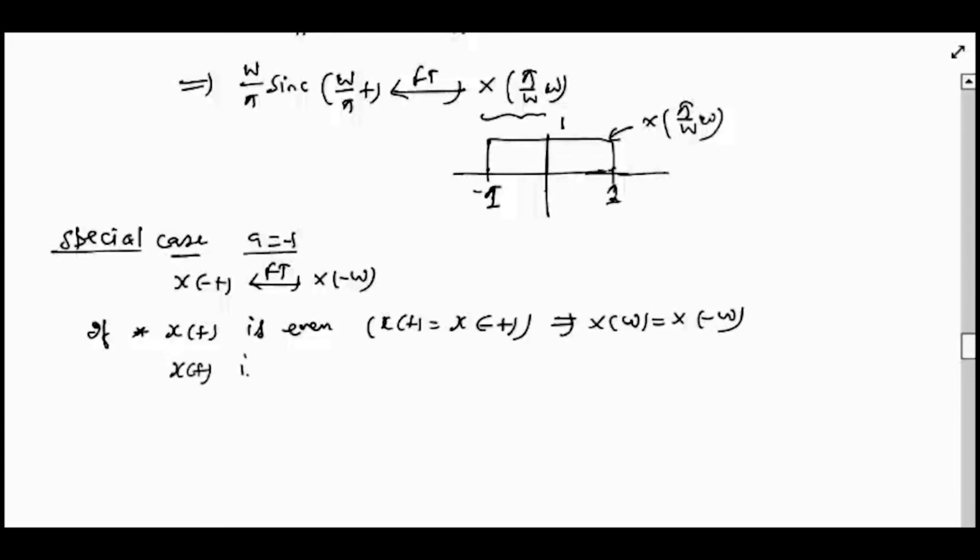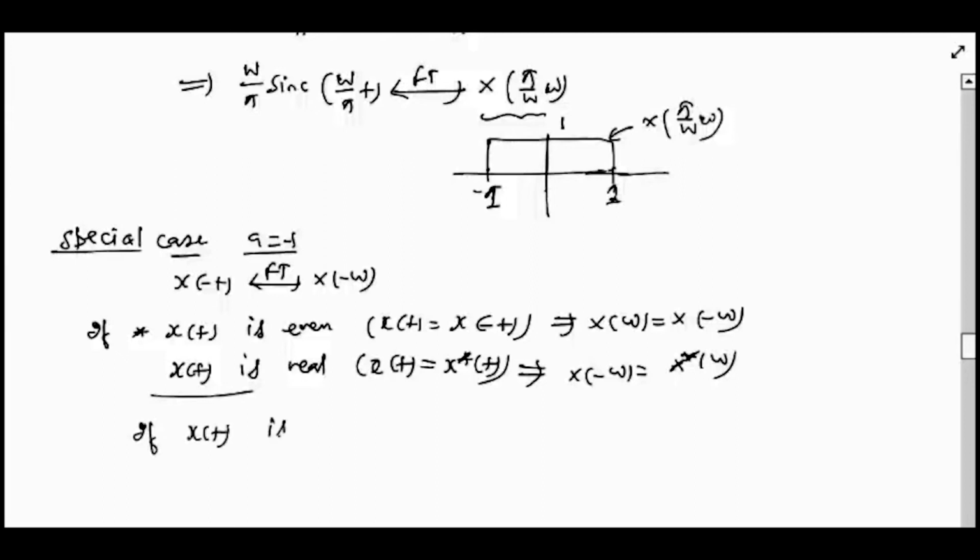Moreover, if x(t) is real, that is x(t) is equal to x conjugate of t, then the conjugation property says that X(minus omega) is equal to X star (omega), that is the conjugate of X(omega). We combine these two properties, then we infer that if x(t) is real and even, then X(omega) is the same as X star (omega). In other words, X(omega) is real.